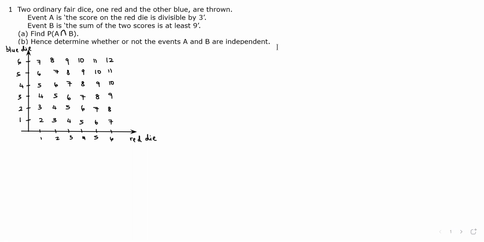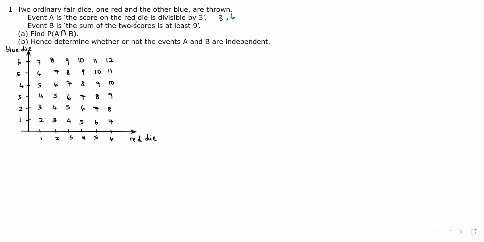Question 1. Two ordinary fair dice, one red and the other blue, are thrown. Event A is the score on the red die that is divisible by 3. So the score on the red die that is divisible by 3, we are looking at a score of 3 and 6.